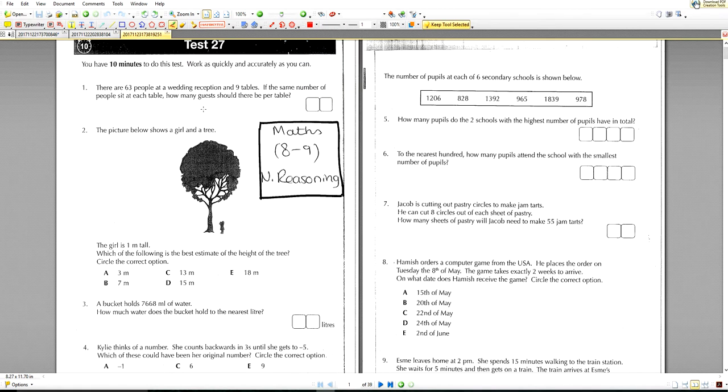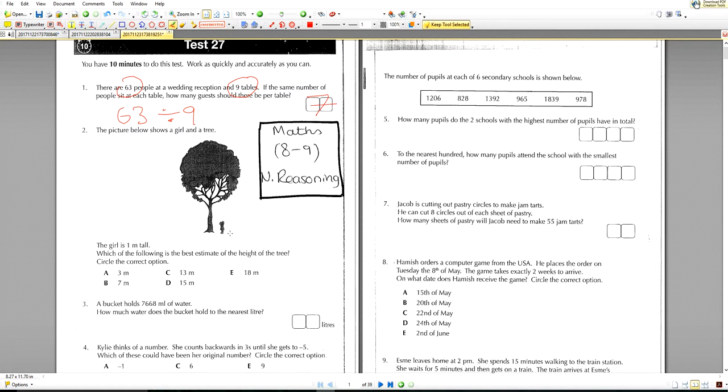It says there are 63 people at our wedding reception and 9 tables. If the same number of people sit at each table, how many guests should there be per table? So we have 63 people, we have 9 tables. So if we do the calculation 63 divided by 9 to look at how many people will be sitting at each table, it'll give us an answer of 7.